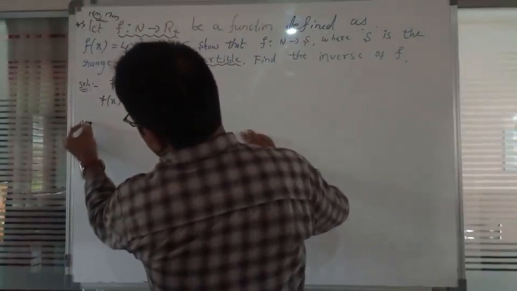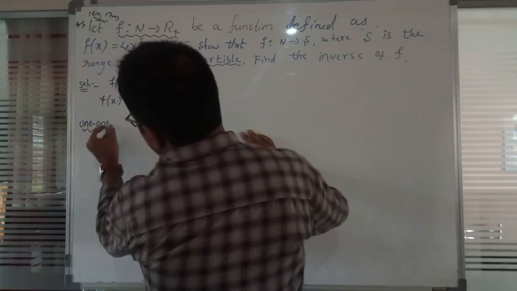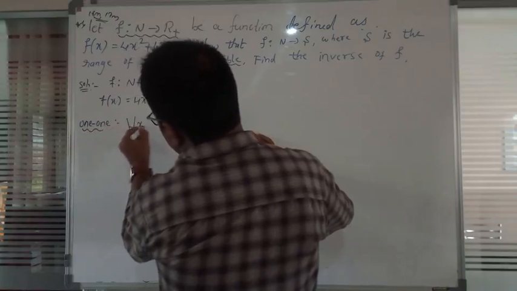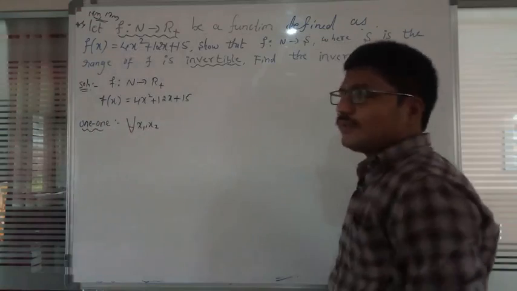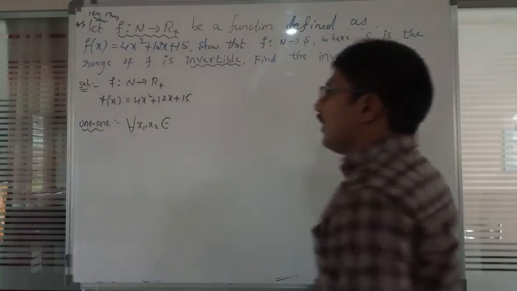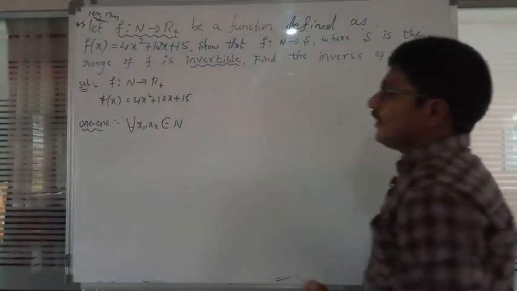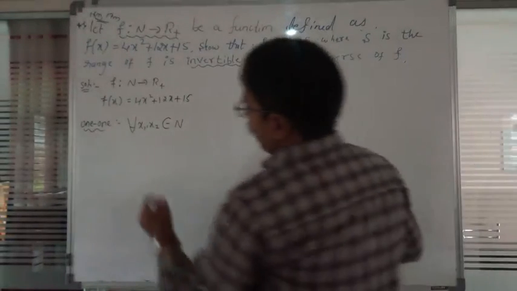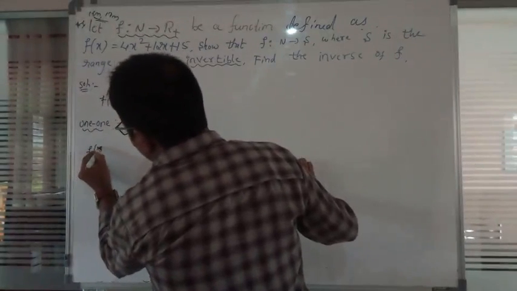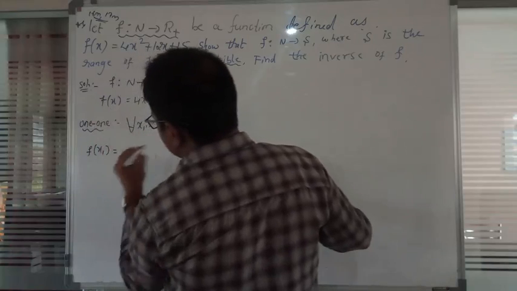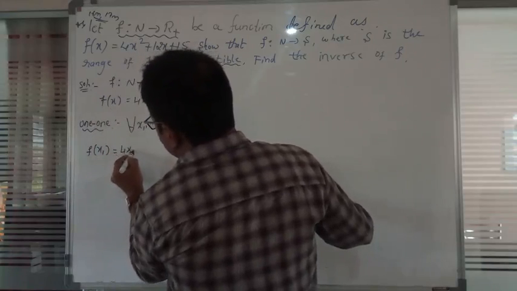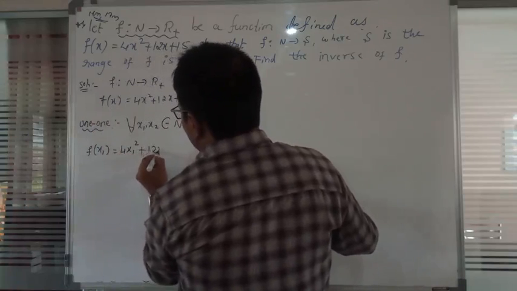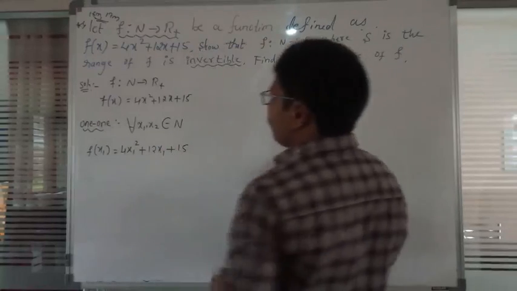If it is satisfied, we check that one. Okay, what is 1-1? For all x1, x2 belongs to the first set. The first set is N, so x1, x2 belong to natural numbers. And next, in the placement of x we should keep x1. What happens? 4 of x1 square plus 12 of x1 plus 15, 4x1 square plus 12x1 plus 15.